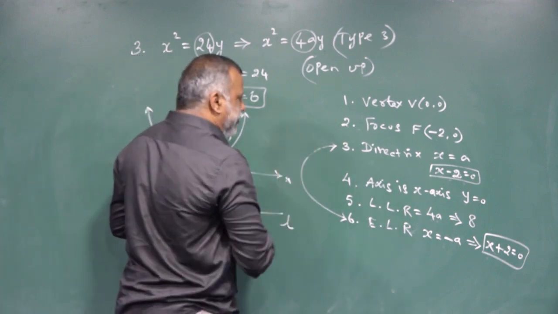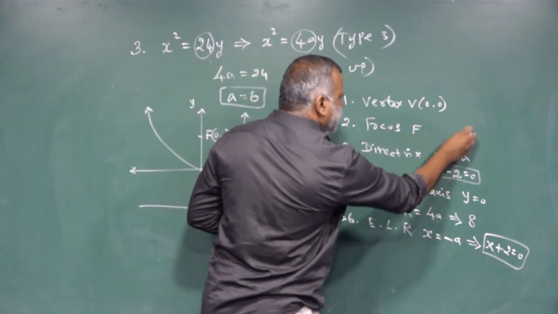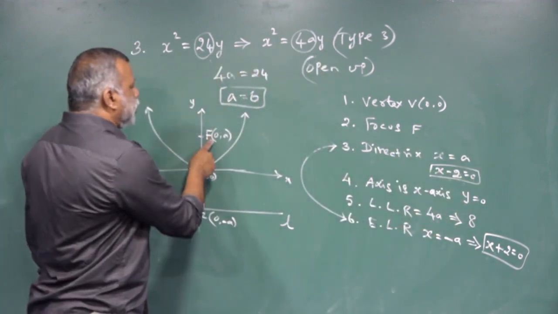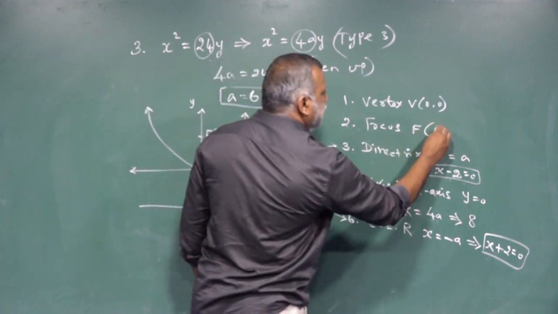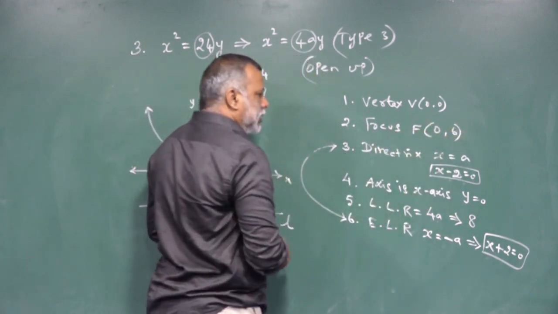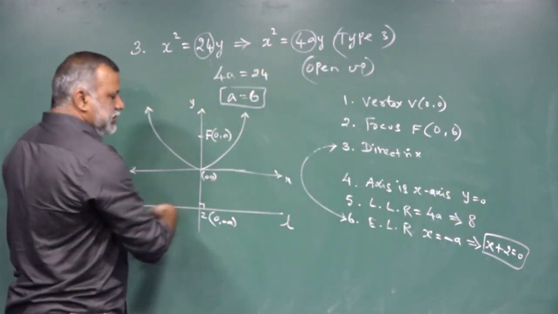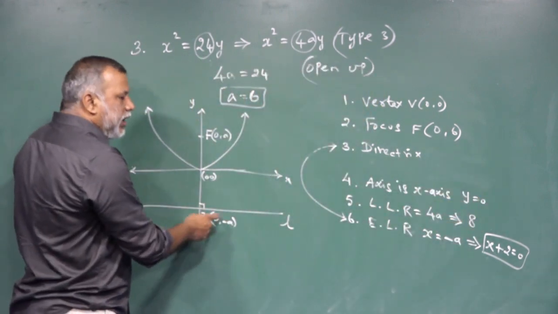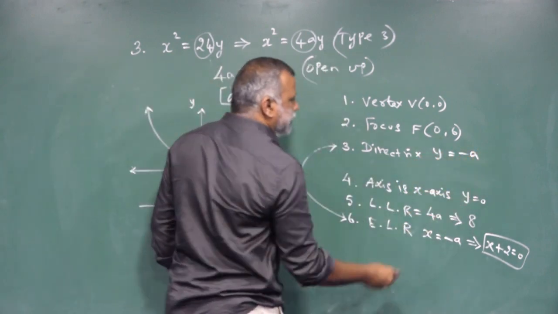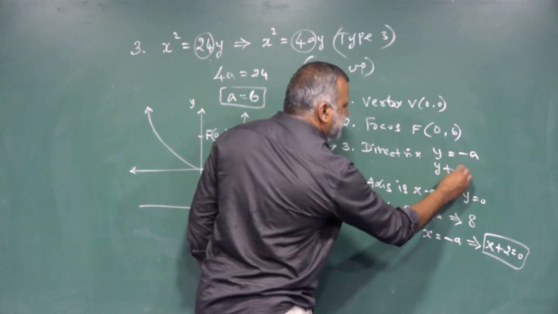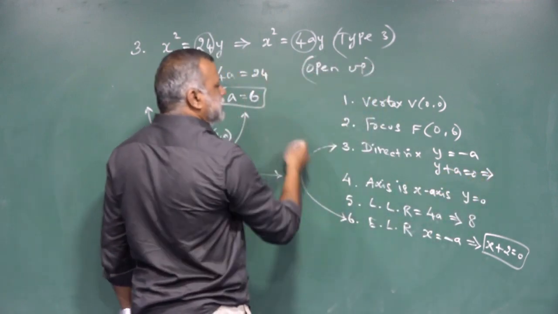The vertex is same one, 0, 0. Now see the focus. The focus is 0, a. A is here 6. So substitute the value, 0, 6. Now see the directrix. Here this is directrix. The value is y equal to minus a. See this, y equal to minus a, or convert this y plus a equal to 0. That means replace a as 6.